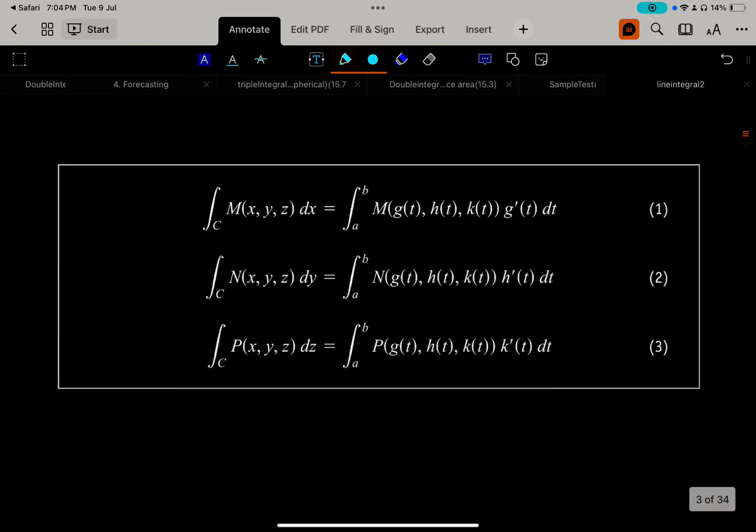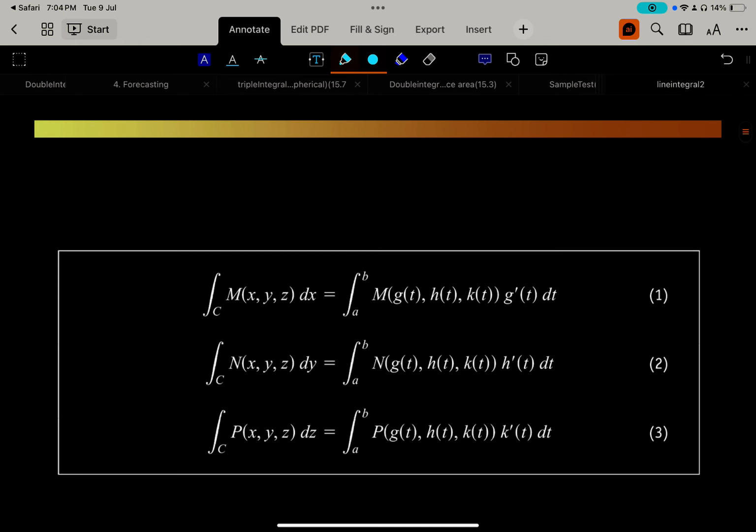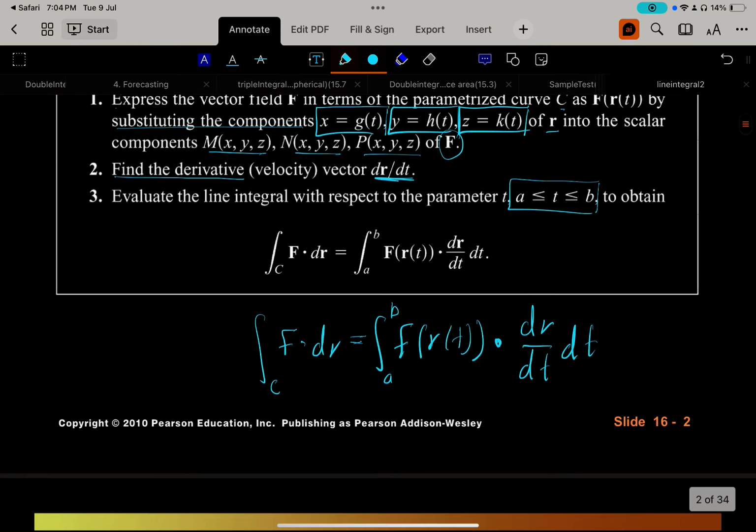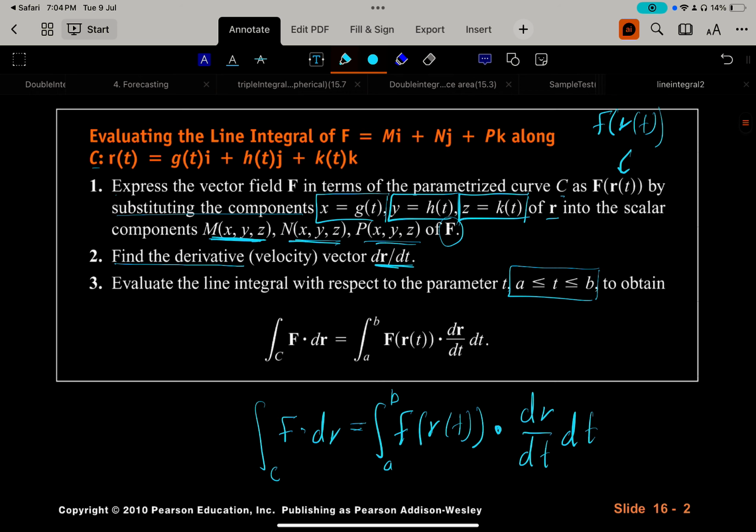Now, this can be done also for all of the components. So we have the components M, N, and P. These are components of F. And we are basically going to substitute r into F. As you can see, this is r, so it's all a function of t, and we're going to substitute it in F.